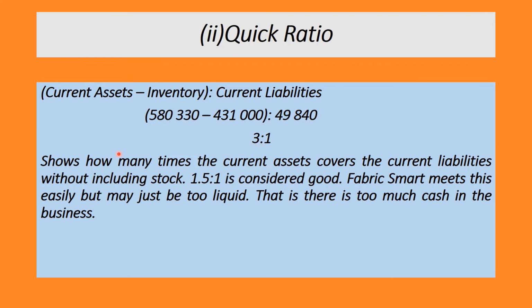So it shows how many times the current assets covers the current liabilities without including the stock. 1.5 to 1 is considered good. Fabric Smart meets this easily, but they may still be too liquid because they're about twice the amount of the benchmark. That is, there's too much cash in the business.